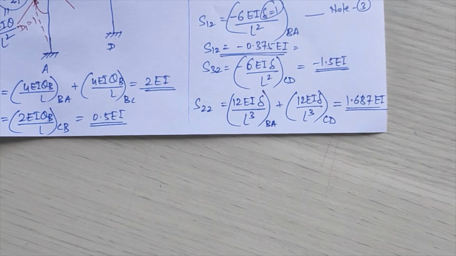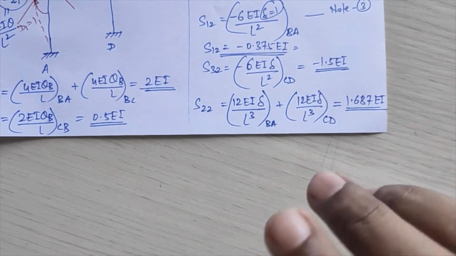1.687 of EI. If you find any query, you can comment over there, and I'll try to solve it. I hope that in your next Roman condition you will get this very clear. Next, we'll be seeing Roman number 3.